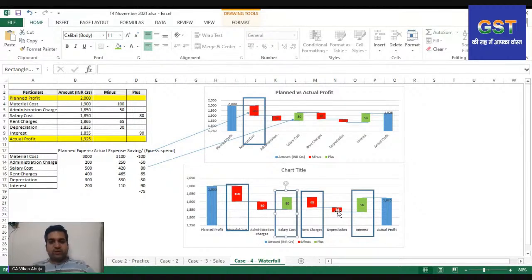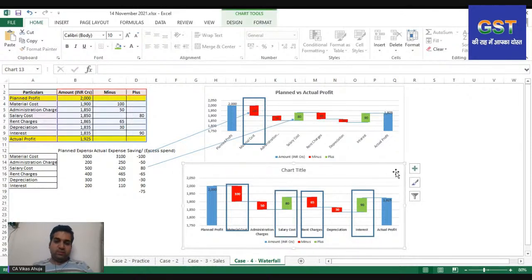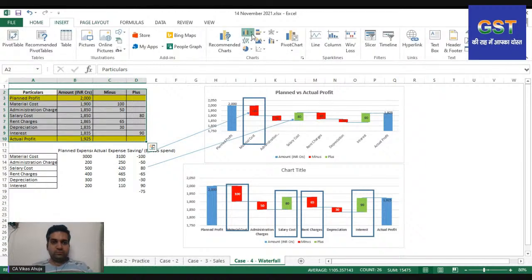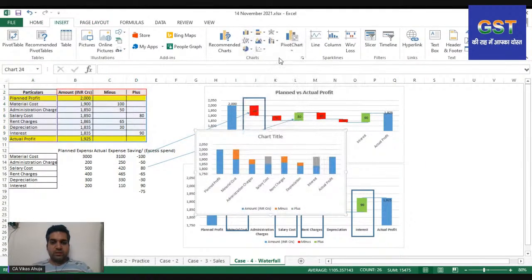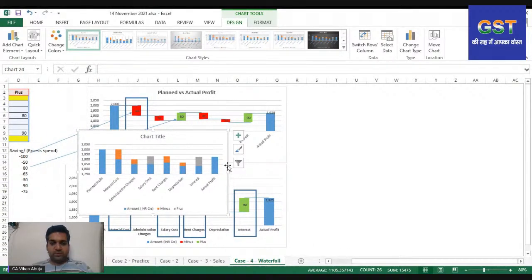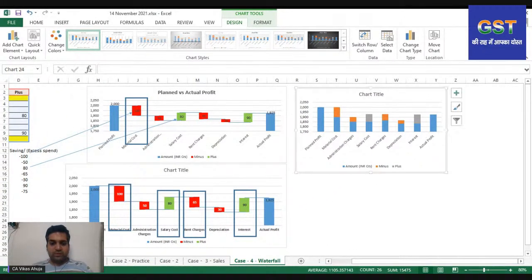Let me just do it once again to show you how this graph works. I'll remove this. Okay, I can make it again. Selecting the overall table, selecting this double graph. Let's do this time here.